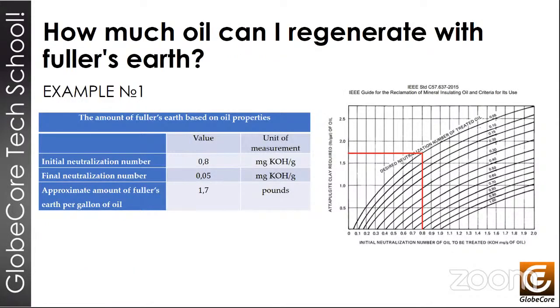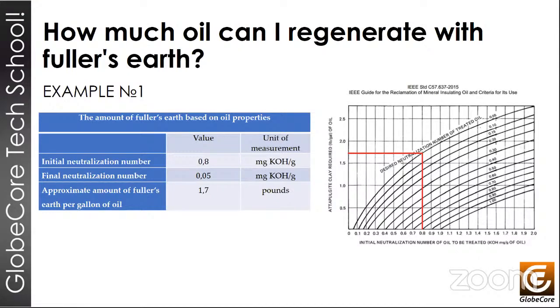So basically, with an increase in the initial neutralization number, the required amount of Fuller's Earth increases proportionally. These curves here in this graph show the final desired values in the regenerated oil. So let's make a projection from our initial value to our desired value. Let's plot it along the y-axis. And this will allow us to determine the amount of Fuller's Earth in pounds that is needed to regenerate 1 gallon of oil.